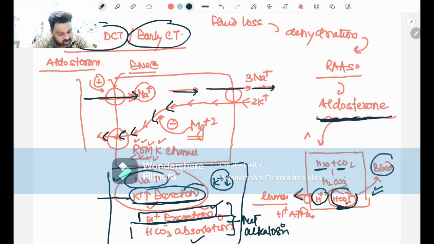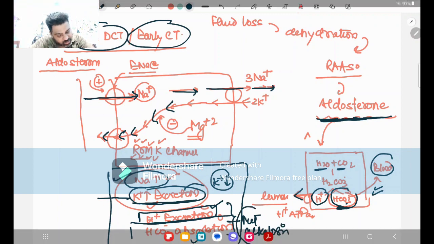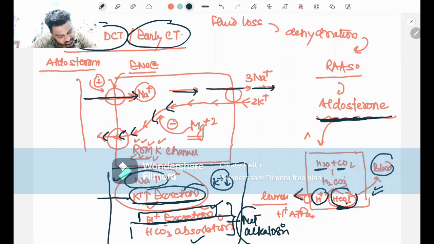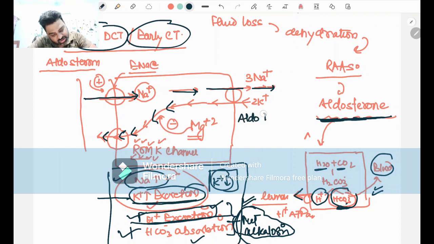So from now, just remember these things: whenever there is increased aldosterone, there will be metabolic alkalosis because of increased H plus excretion and increased bicarbonate absorption, and there will be hypokalemia. So I am writing, whenever there is increased aldosterone, there will be hypokalemia and metabolic alkalosis because of increased H plus excretion and increased bicarbonate absorption. You have to remember this point.